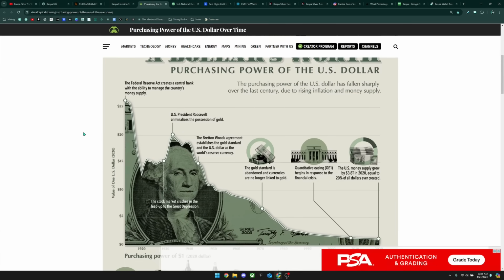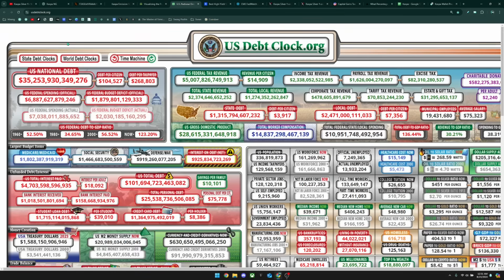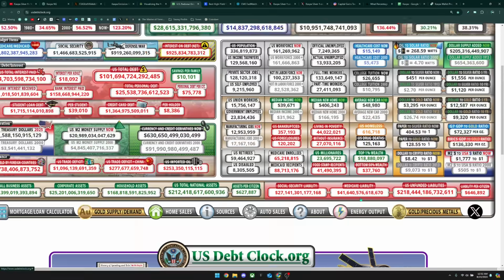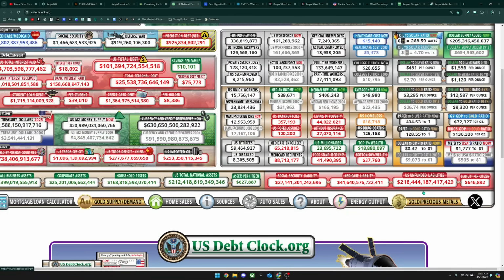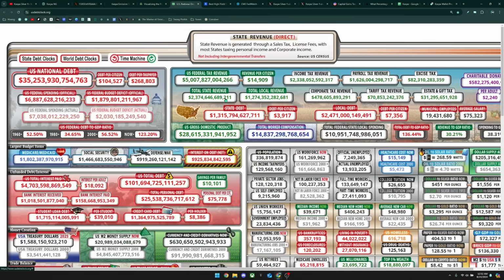And if we're looking at something like the US dollar and its purchasing power, you could see that it's always been trending towards zero. You're also going into a system that has about $35 trillion in US national debt, and that's not even considering US unfunded liabilities, which is currently over $218 trillion.